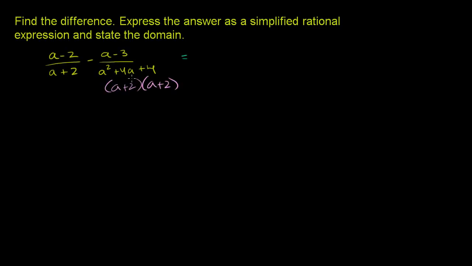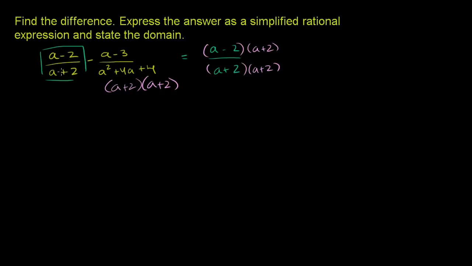This will be equal to this first term right here, a minus 2 over a plus 2. But we want the denominator now to be a plus 2 times a plus 2. We want it to be a plus 2 squared. So let's multiply both the numerator and the denominator by a plus 2, so its denominator is the same as this. And we're going to assume that a is not equal to negative 2.